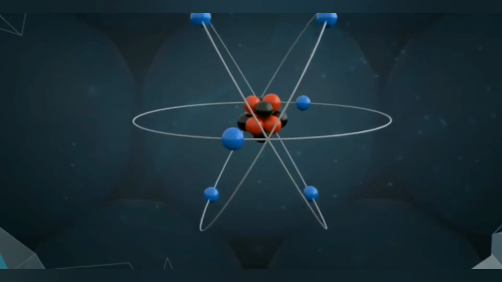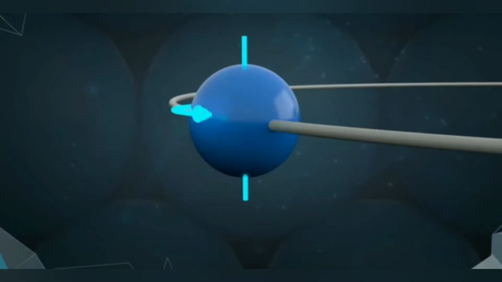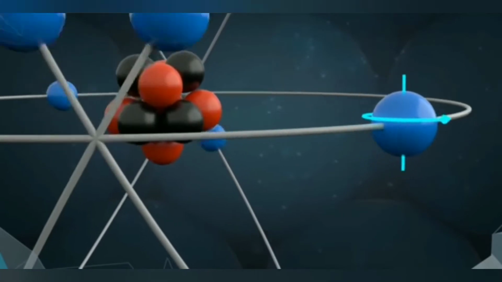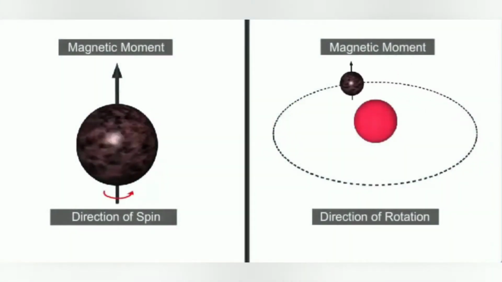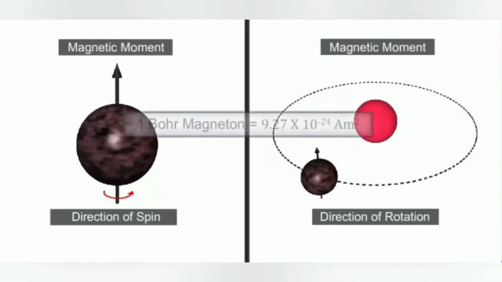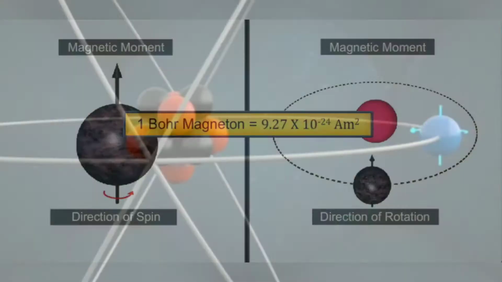Besides the orbital motion, the electrons also have a spin motion along the axis similar to Earth's rotation. This spin also constitutes a magnetic moment. Thus, each electron may be considered as a small magnet having a resultant permanent magnetic moment. The values of magnetic moments are very small and are measured in units called Bohr magneton. 1 Bohr magneton is equal to 9.27 multiplied by 10 to the power minus 24 ampere meter square.